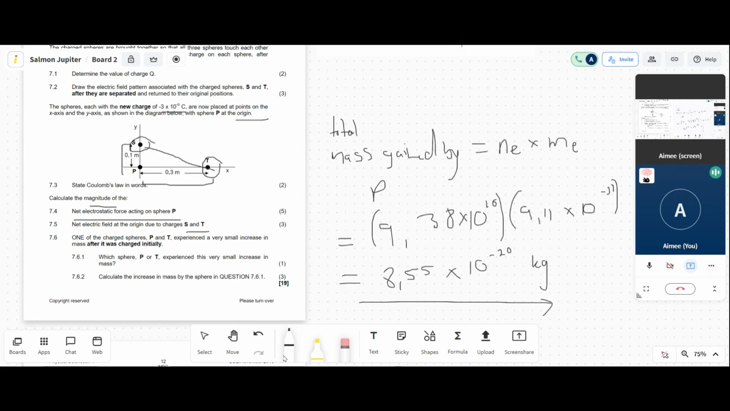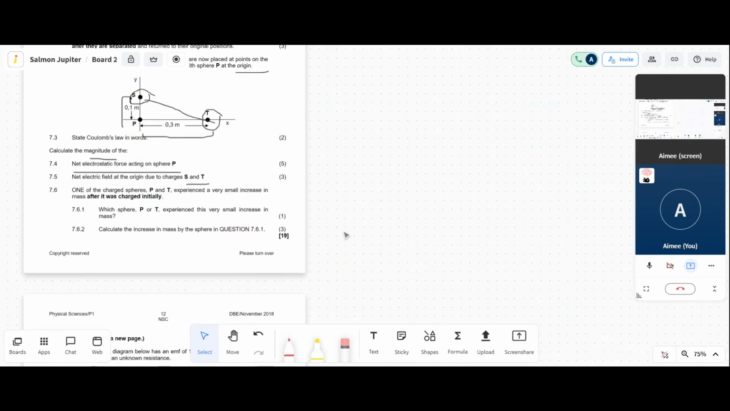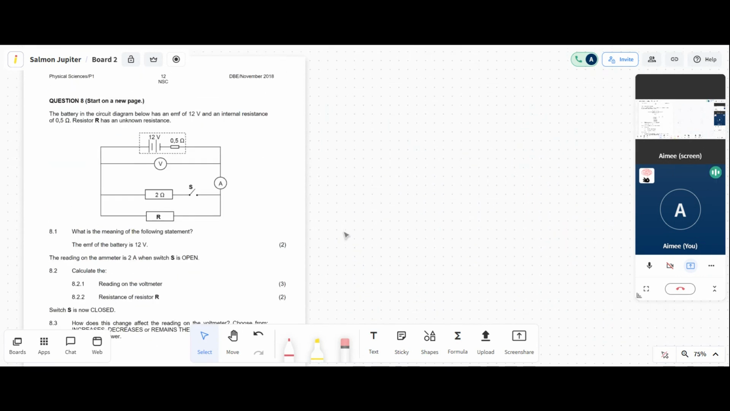Okay, and like I said, this number is so small. Can you see it's times 10 to the negative 20? It's tiny, it's minute. You would never detect this on a normal scale. So it's an imperceptible increase in mass. But as I said, due to calculations, electrons do have mass and they will affect the overall mass of the object that you're adding them to or putting them on. Okay, I think we leave that one there. And now we move on to question 8.